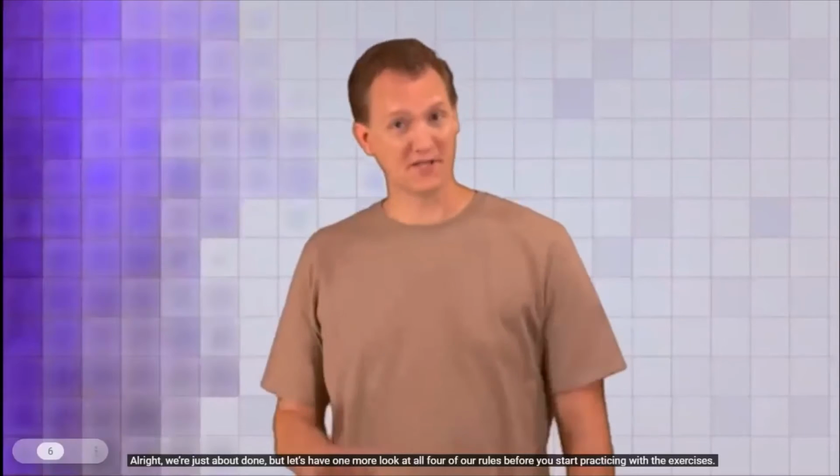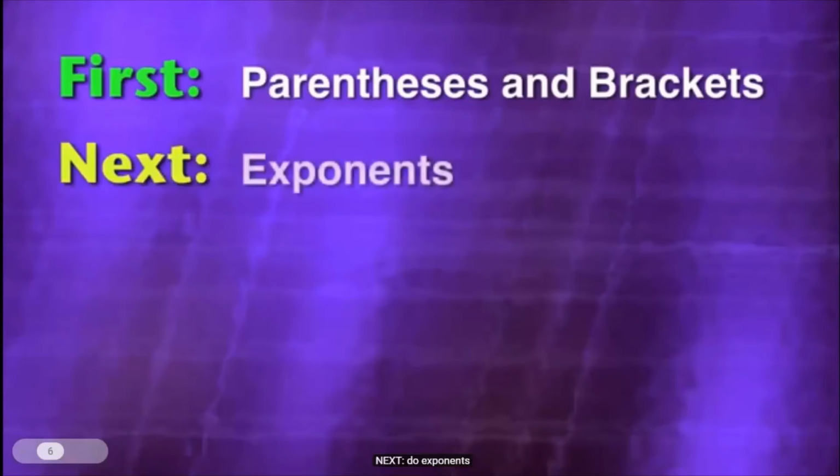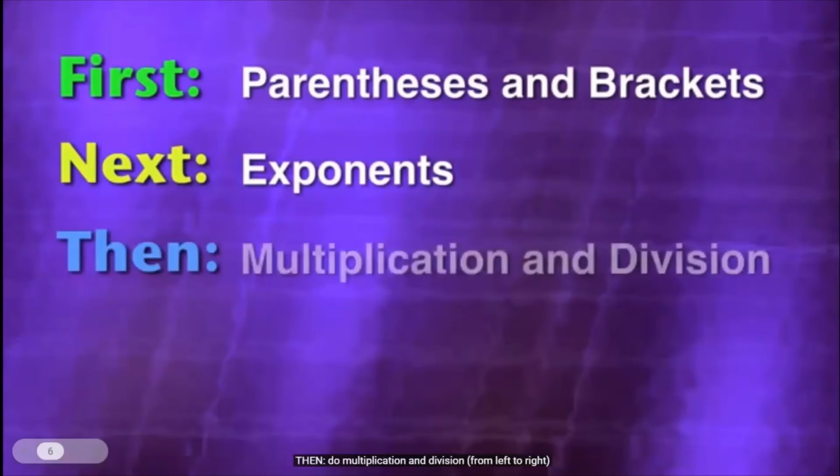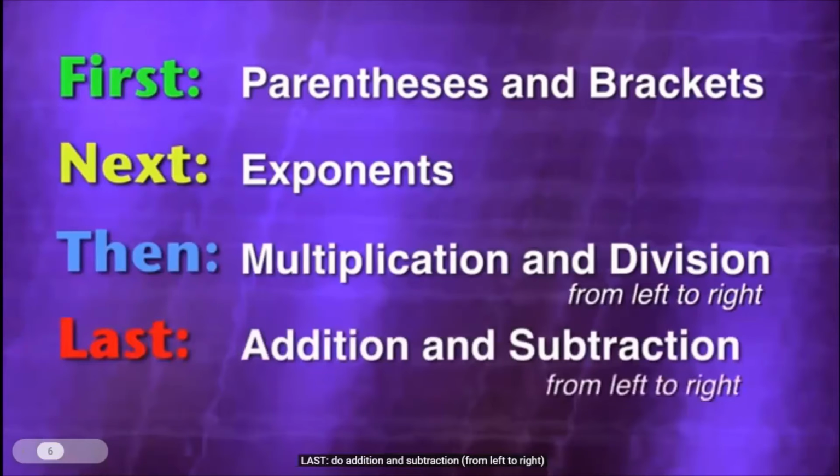All right, we're just about done, but let's have one more look at all 4 of our rules before you start practicing with the exercises. The order of operations rules say, first, do operations in parentheses and brackets. Next, do exponents. Then, do multiplication and division from left to right. Last, do addition and subtraction from left to right.